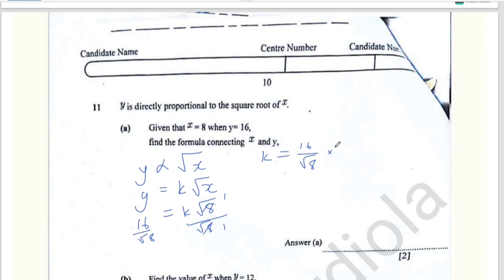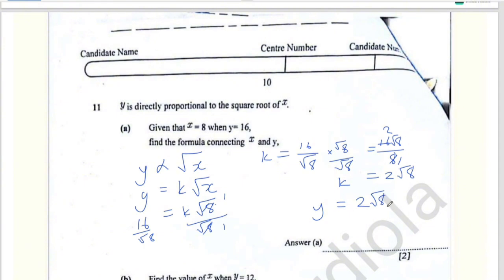So what we do is multiply by root 8 for both the numerator and the denominator, so that we remove the square root sign in the denominator. This is what we call rationalizing a surd, or rationalizing the denominator. So it will be 16 root 8 over 8. If you multiply the square root of a number by the same square root of that number, you are going to get that number straight. We divide 16 by 8, we get 2. So it will be 2 root 8.